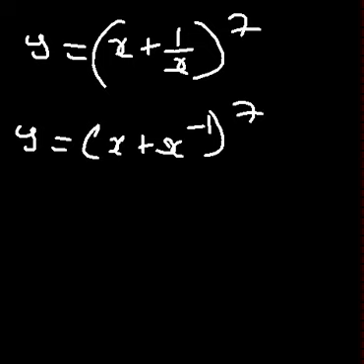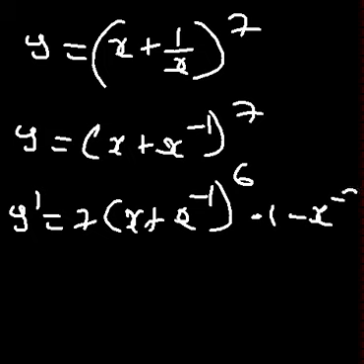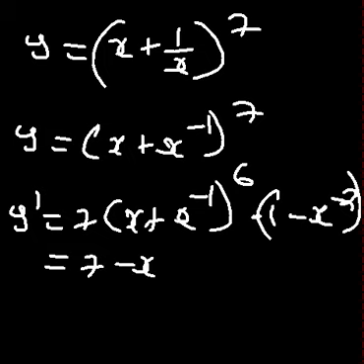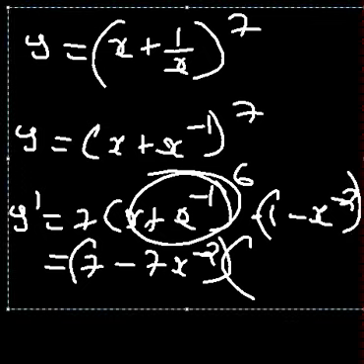Now we have the chain rule, given as y prime is equal to 7 times x plus x to the power negative 1 to the power 6, times the derivative of the inner function, which is 1 minus x to the power negative 2. Upon distributing this 7 onto that one, we have 7 minus 7x to the power negative 2. So that is using the chain rule.